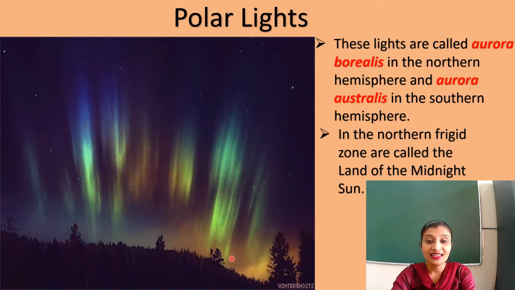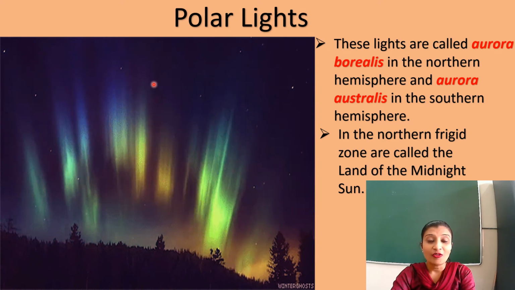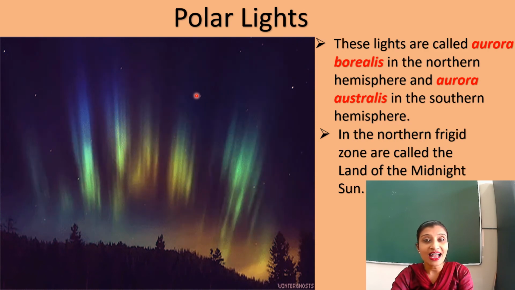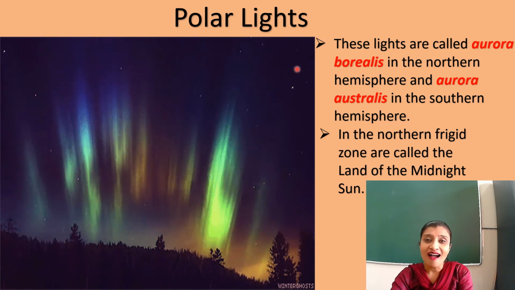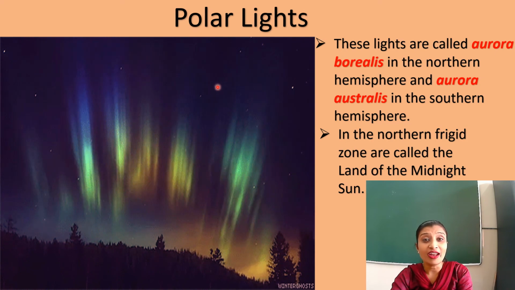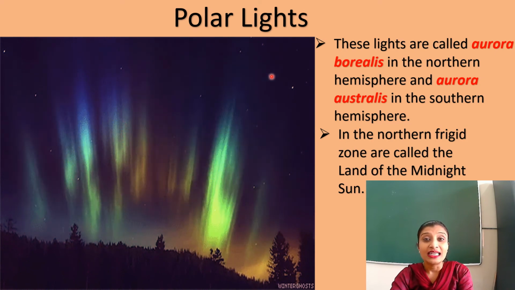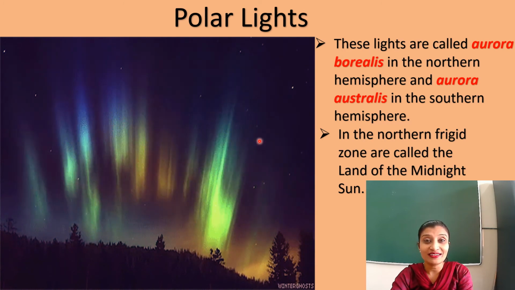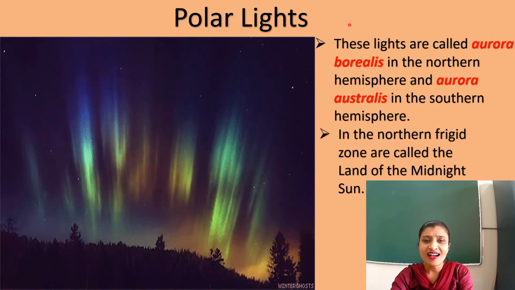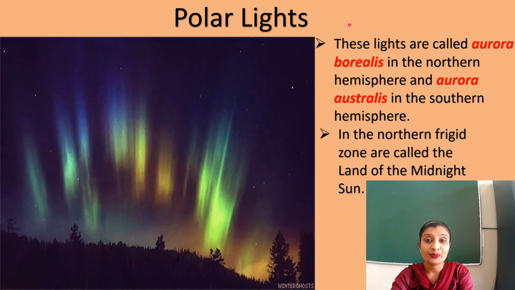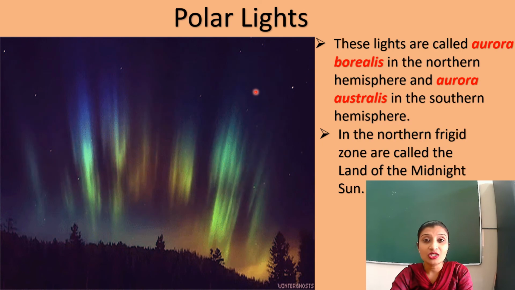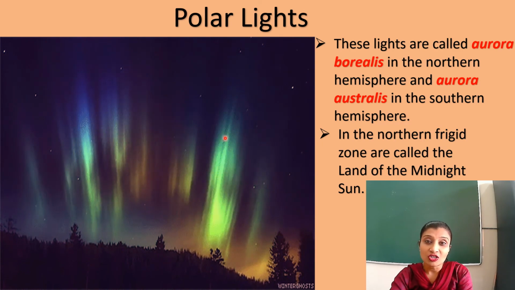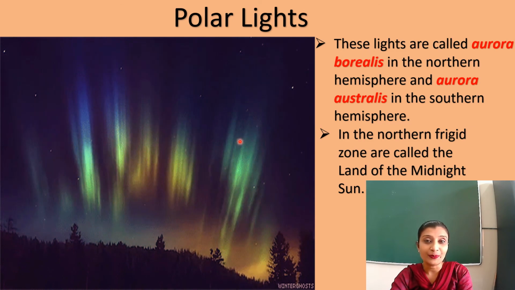Look at this picture, children. This is the picture of the sky in the frigid zone. Sometimes the sky at night is lit up by arcs, bands or patches of red and green lights. These are called polar lights. Isn't it looking beautiful, children? Yes, this dark sky looks very beautiful. These lights are called aurora borealis in the northern hemisphere and aurora australis in the southern hemisphere.